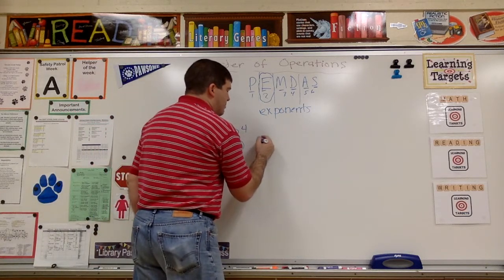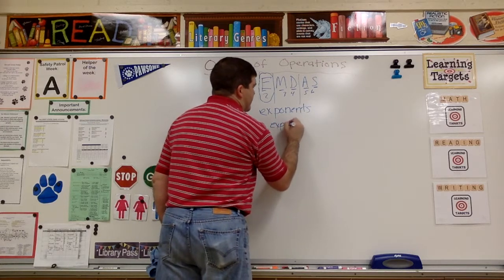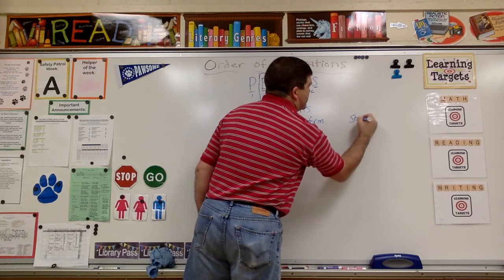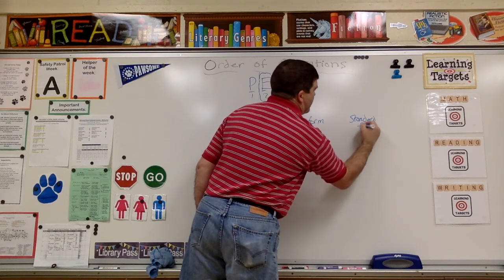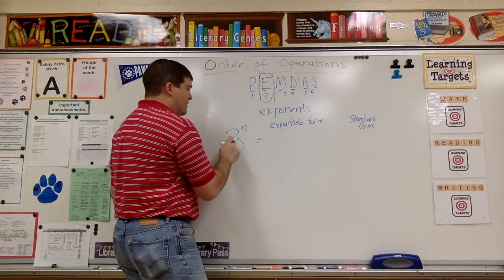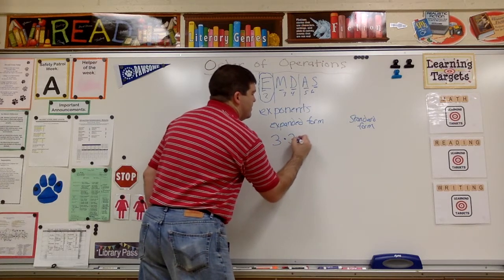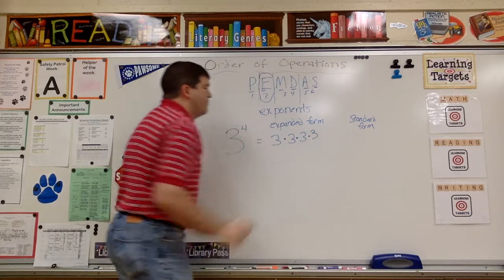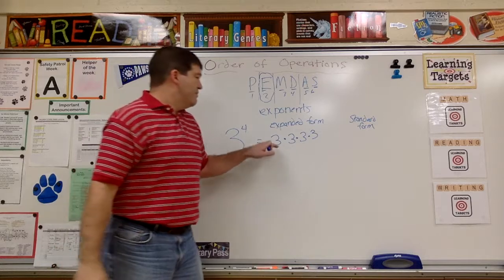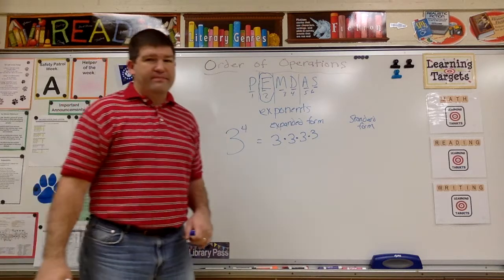Then we could put it in expanded form. And then we have something called standard form. And standard form is where you solve the problem. Exponent into expanded form is 3 times 3 times 3 times 3. You're doing 3 4 times. 1, 2, 3, 4. And you can see when we do this is not going to equal 12, for sure.